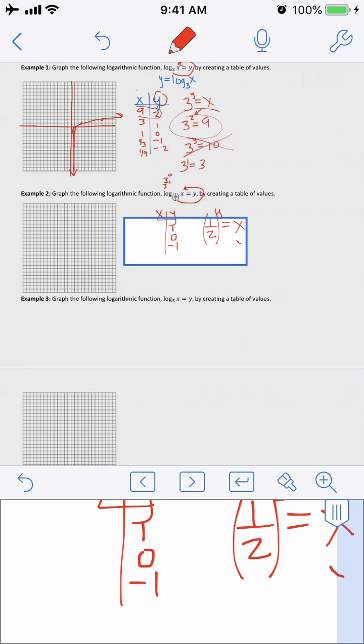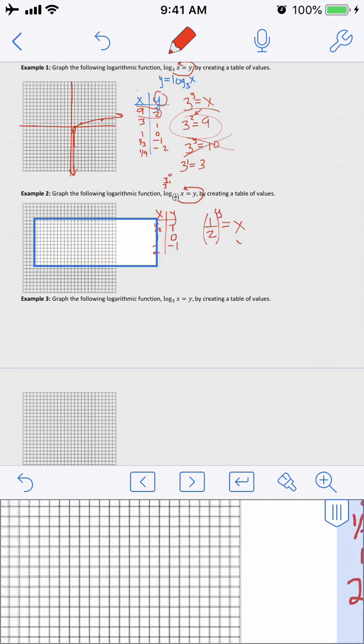Alright, 1/2 to the first, that's just 1/2. 1/2 to the 0, that's 1, because anything to the 0 is 1, even 1/2. And 1/2 to the -1, if you flip that over, it's going to go back to a whole 2. Alright.